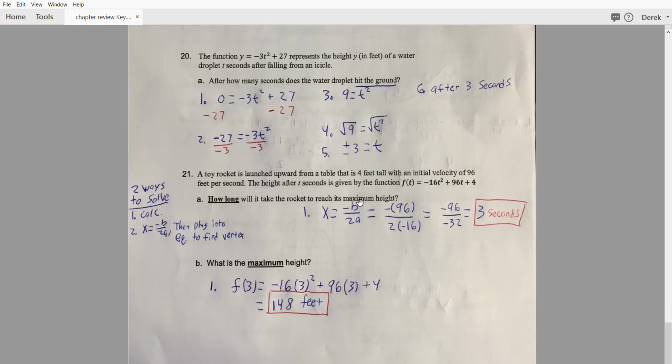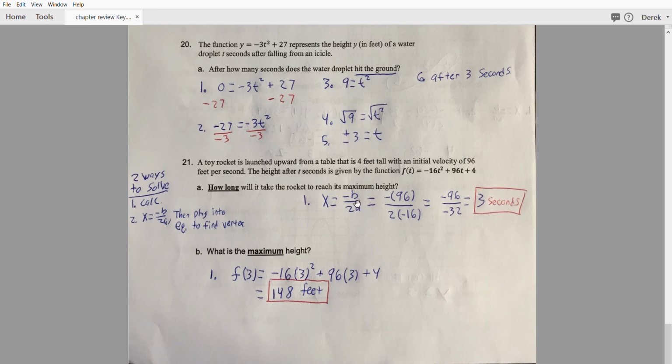All right. So for the last one here, another vertex question, another max or min question, which a lot of these are. A toy rocket is launched upward from a table that is 4 feet tall with an initial velocity of 96 feet per second. The height after t seconds is given by the function f of t equals negative 16t squared plus 96t plus 4. So there's two ways to go about this.